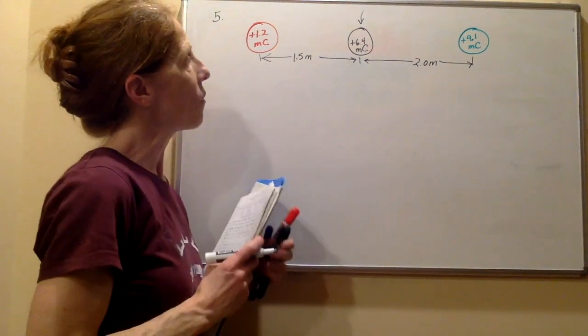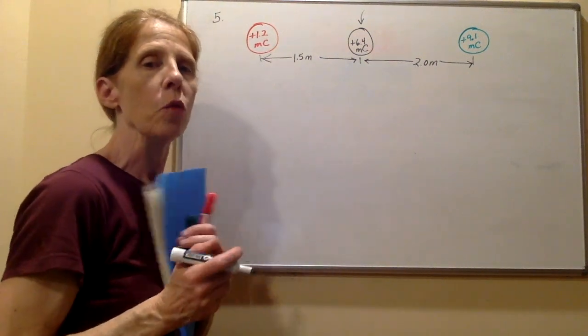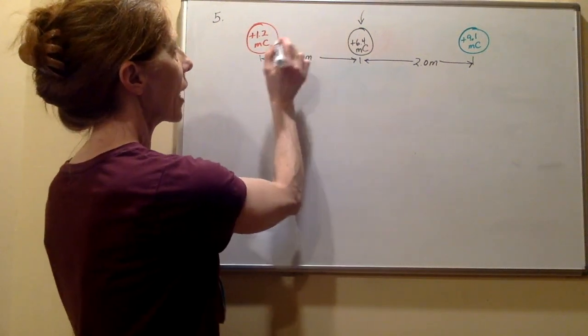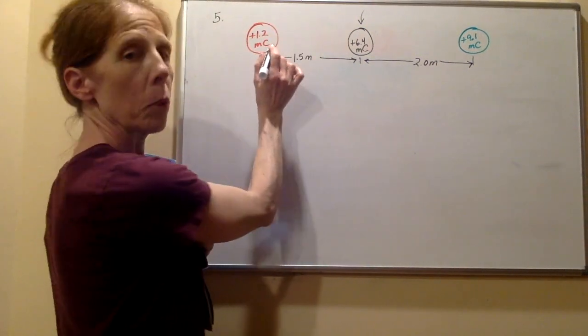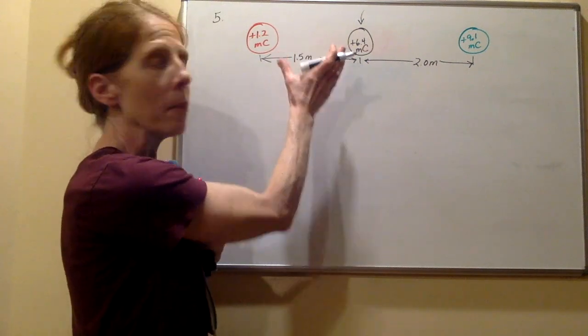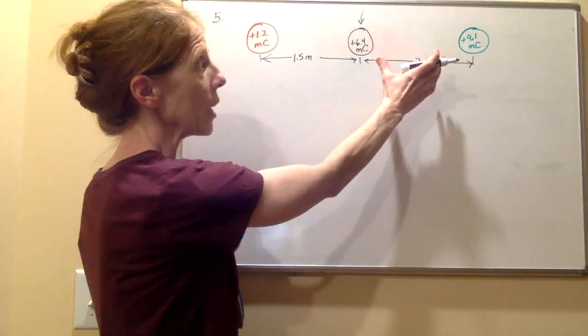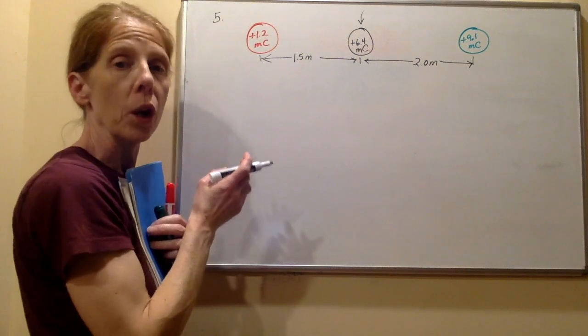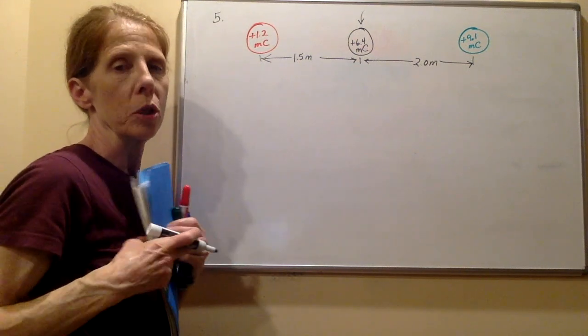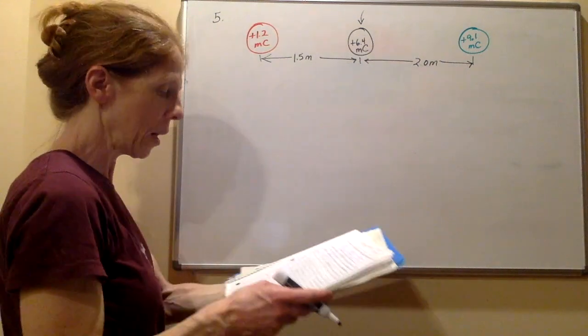Because more than one charge is involved, what do we need to do? We need to calculate the effect that the 1.2 microcoulomb charge has on the 6.4, and the effect of the 9.1 on the 6.4. Then we're going to have two different forces, and we need to add those forces together to get a final answer. Okay, so let's work through that.